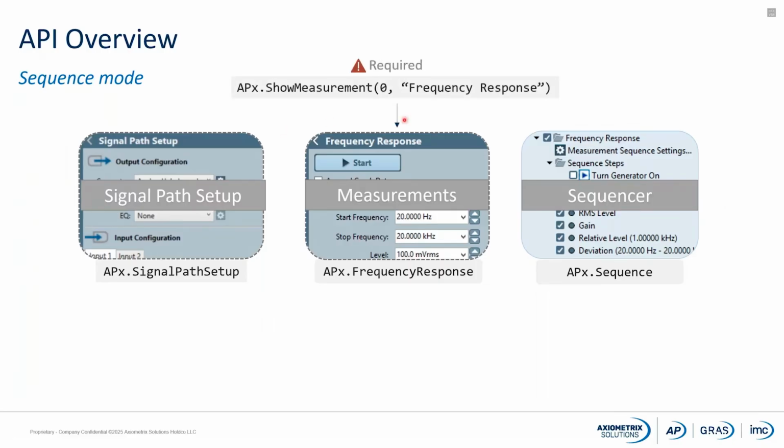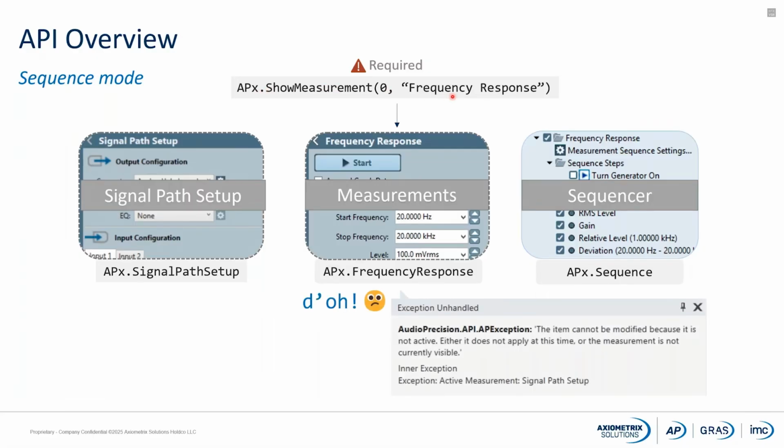So when you're doing configuration of measurements, it's important to first make sure that you show that measurement. Otherwise, you will get an error related to that item not being currently visible. And this is just like the graphical user interface, right? You can't change the generator level and frequency response until you click on the frequency response measurement. However, for the other measurements, there's no need to show anything first. You can always use the signal path setup APIs, and you can always call into the apx.sequence APIs.